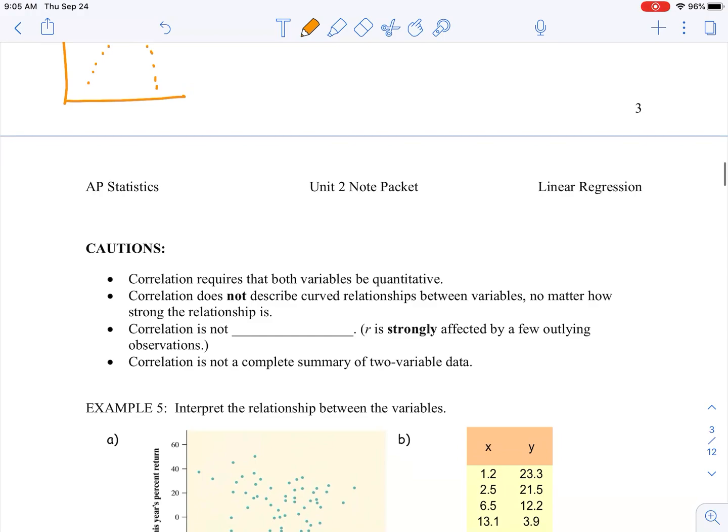Other things. Cautions. Correlation requires that both variables be quantitative. Again, that's not really too much of an issue because we're working with that the entire time. Correlation does not describe curved relationships between variables, no matter how strong that relationship is. Again, this is strictly linear. Correlation is not resistant to outliers. As a matter of fact, R is strongly affected by a few outlying points.